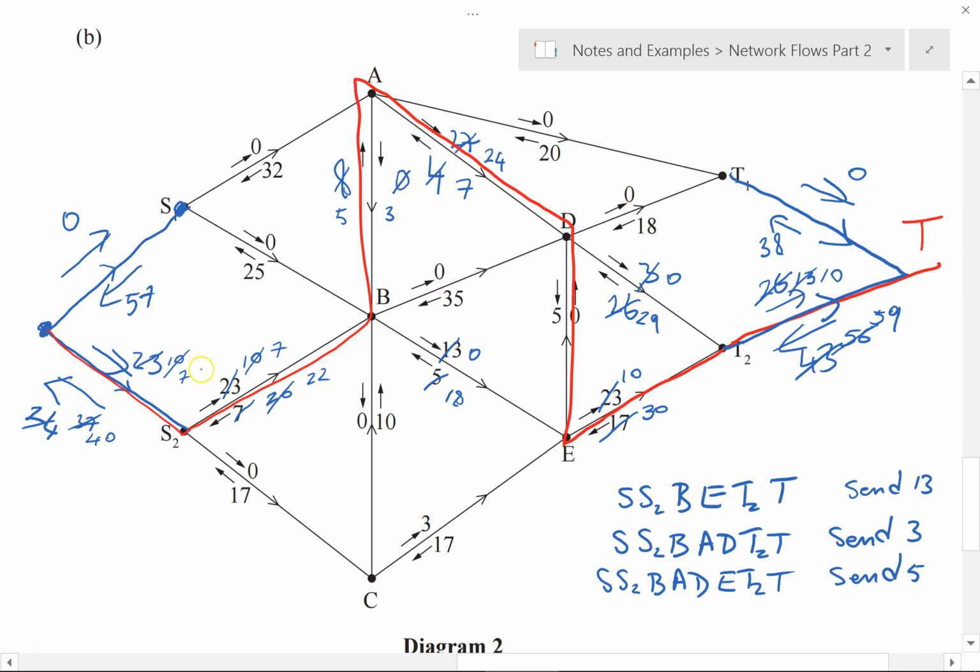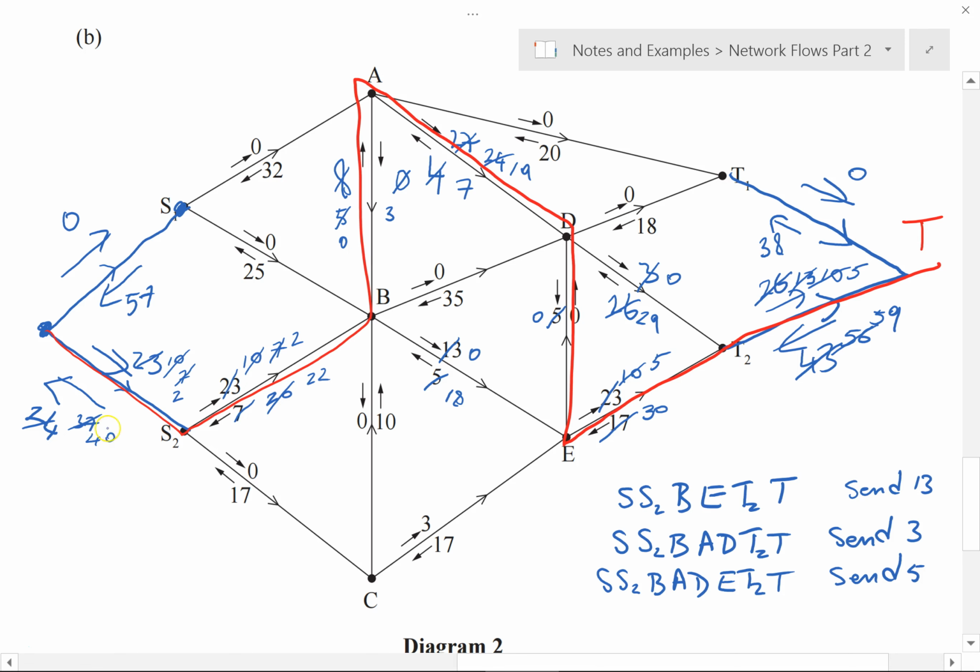So we're decreasing the forward arrow by 5. So that 7 there becomes a 2. That 7 there becomes a 2. That 5 there becomes a 0. That 24 there becomes a 19. That 5 there becomes a 0. That 10 there becomes a 5, and that 10 there also becomes a 5.